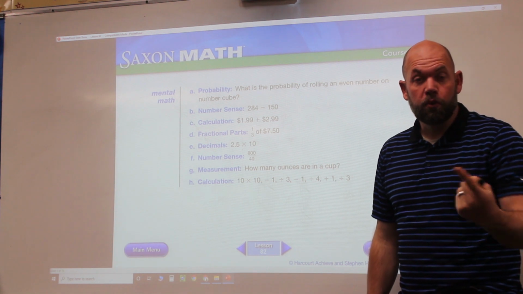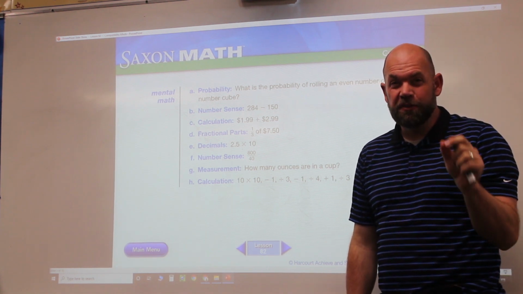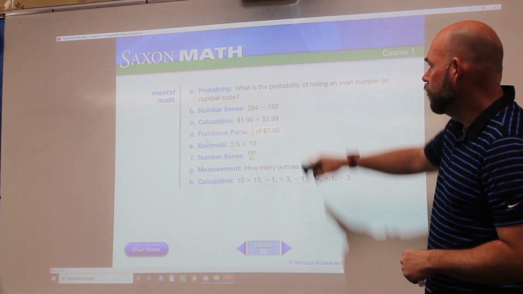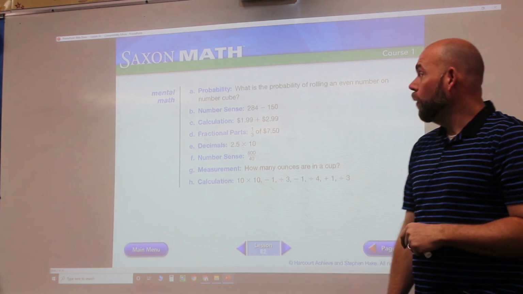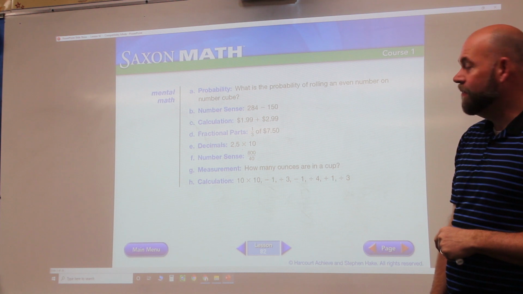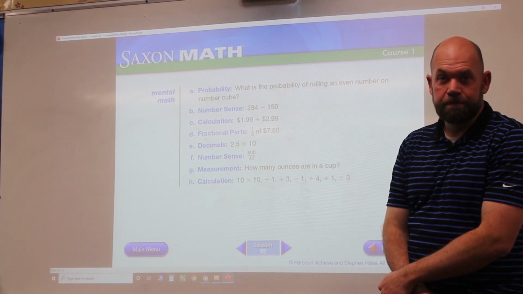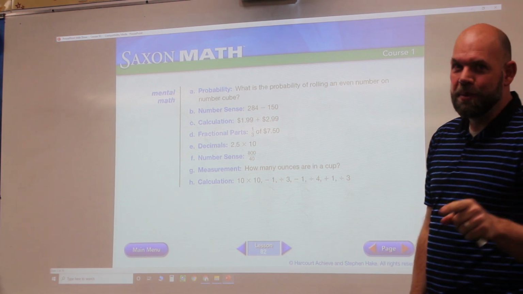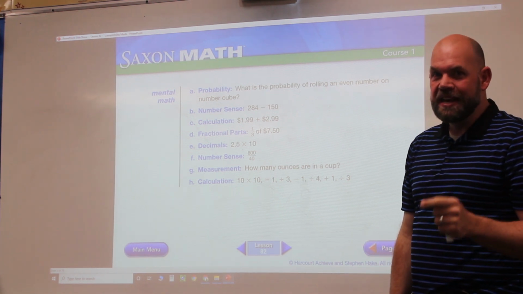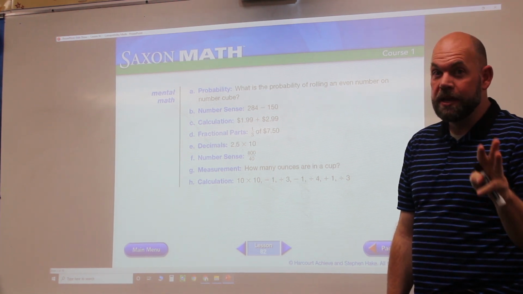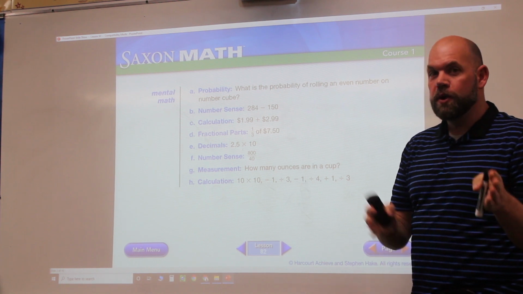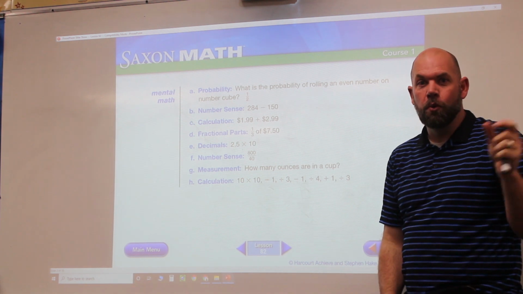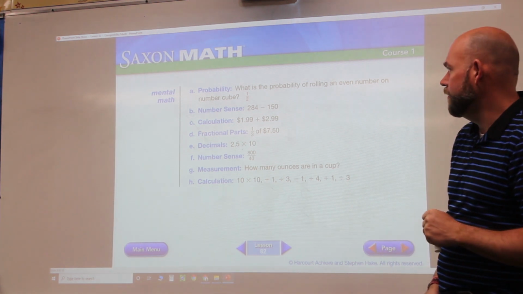What I'm going to do is read it out loud. I'm going to give you a few seconds to think of the answer on your own, and then I'm going to go through the answer, okay? So the first one is probability. What is the probability of rolling an even number on a number cube? Now remember, a number cube has 6 sides and even numbers would be 3 of the 6 sides. So 3 out of 6 reduces to 1/2. So it's a 1 out of 2 chance of rolling an even number.